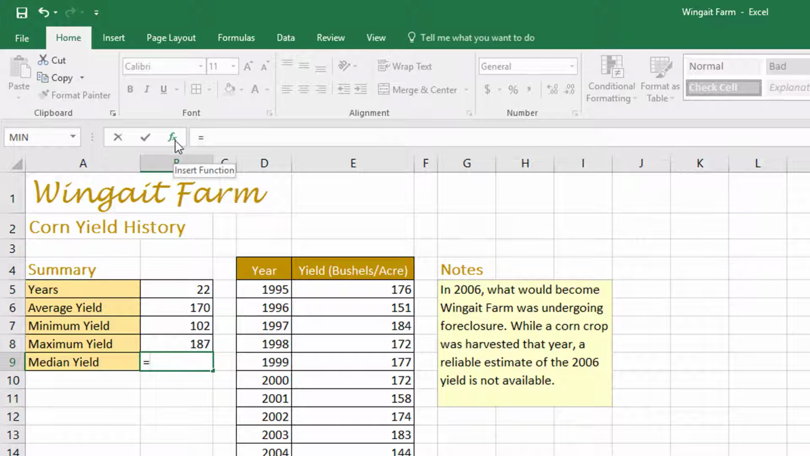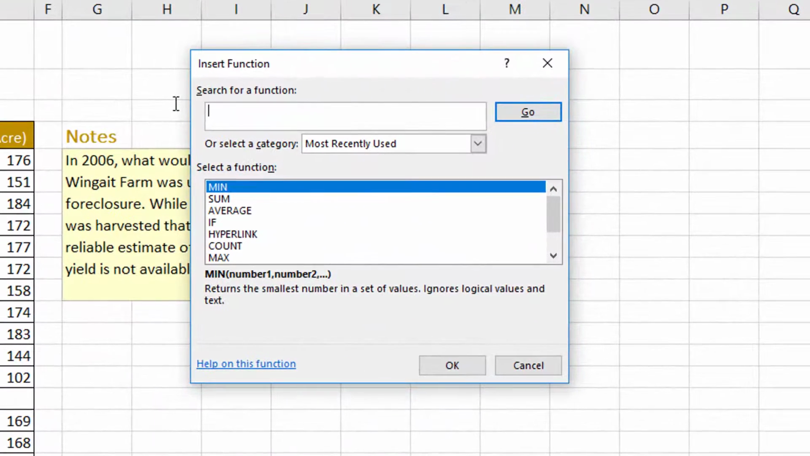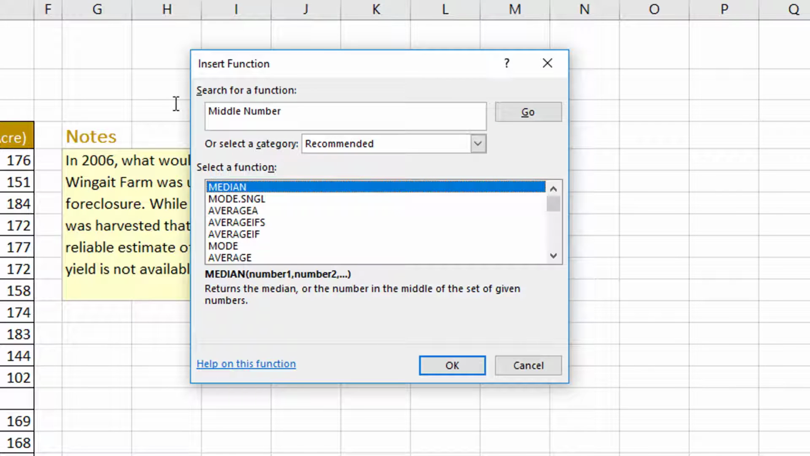What you could do is click the insert button and say, what do I want? Okay, so I want to type in the description what I want. So I want the middle number, not the average. I don't want the average. Middle, I don't want someone's middle name. I want the middle number. And then median just pops up, right? Median's the top one. You could also go mode, which is similar. But median is what we want.